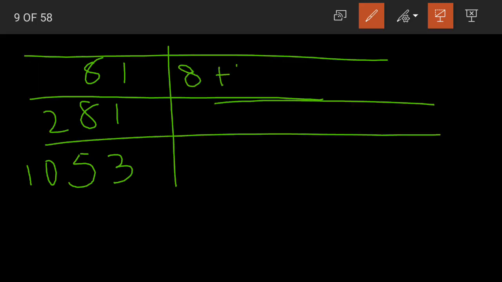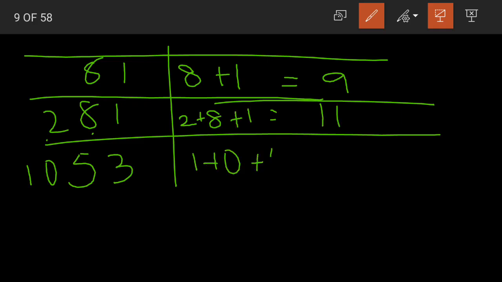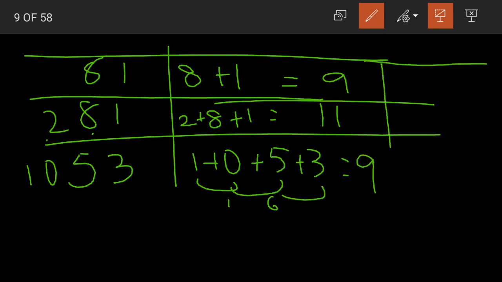8 plus 1 is equal to 9. Next, 2 plus 8 plus 1 is equal to 11. Then 1 plus 0 plus 5 plus 3. 1 plus 0 is equal to 1, 1 plus 5 is 6, 6 plus 3 is 9. Now what should we check? Whether the sum is a multiple of 9 or not. Is 9 a multiple of 9? Yes, we have 9 ones are 9.